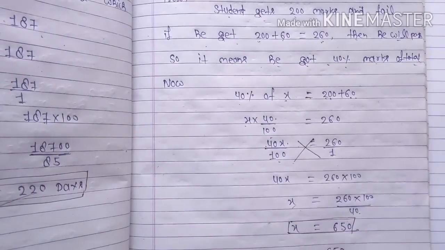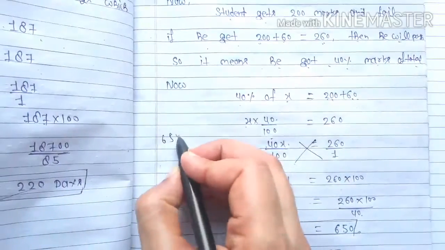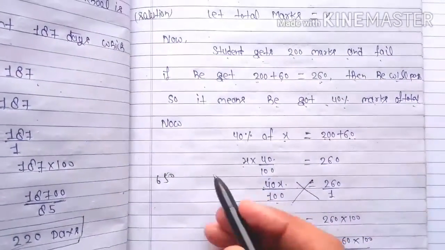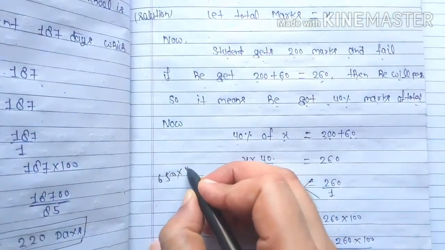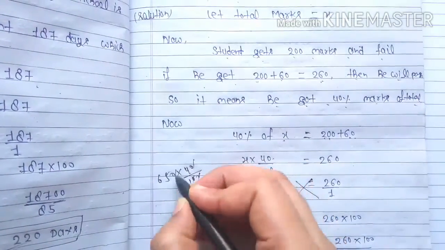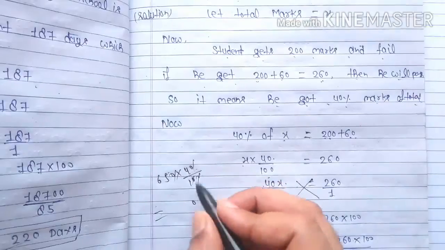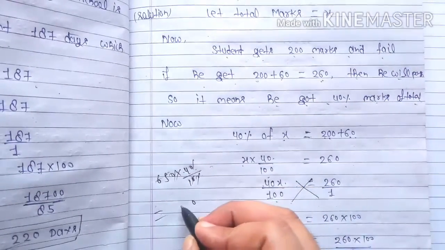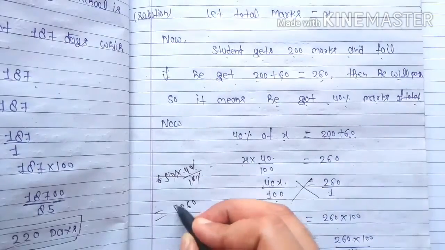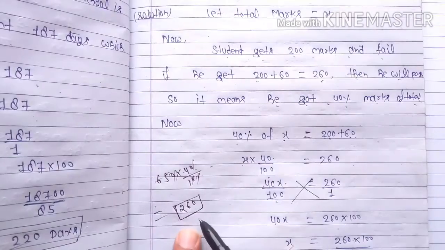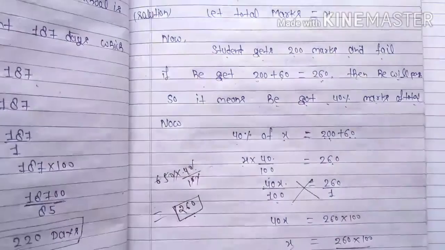You can verify your answer, students. If total marks are 650, and 40% marks are needed for passing, 40% of 650 is 260. Means the passing marks are 260. I hope it's clear, students. Thank you so much.